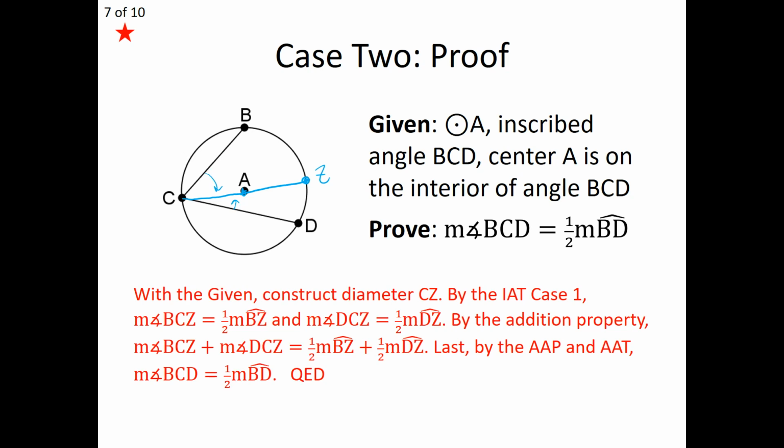The inscribed angle theorem case 1 says that the measure of angle BCZ is going to be equal to half the measure of the arc it cuts, which is arc BZ. And the measure of inscribed angle DCZ is going to be half the measure of the arc it cuts, which is arc DZ. Notice that the sum of these equals is going to add up to the entire inscribed angle BCD and the entire arc that it cuts, BD. So we add equals to equals, and then by our angle addition postulate and our arc addition theorem, we have the statement we were looking for: the measure of our inscribed angle BCD is equal to half the measure of the arc that it cuts, the measure of arc BD.